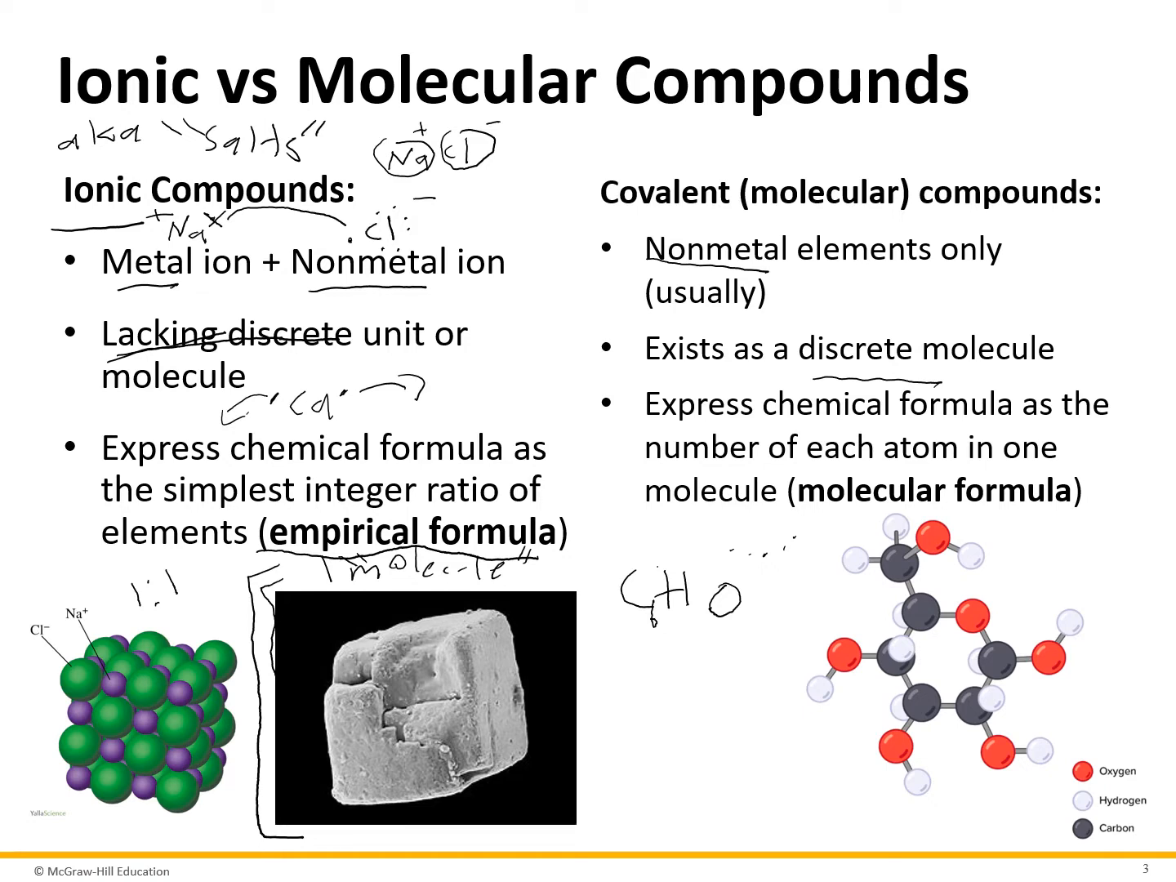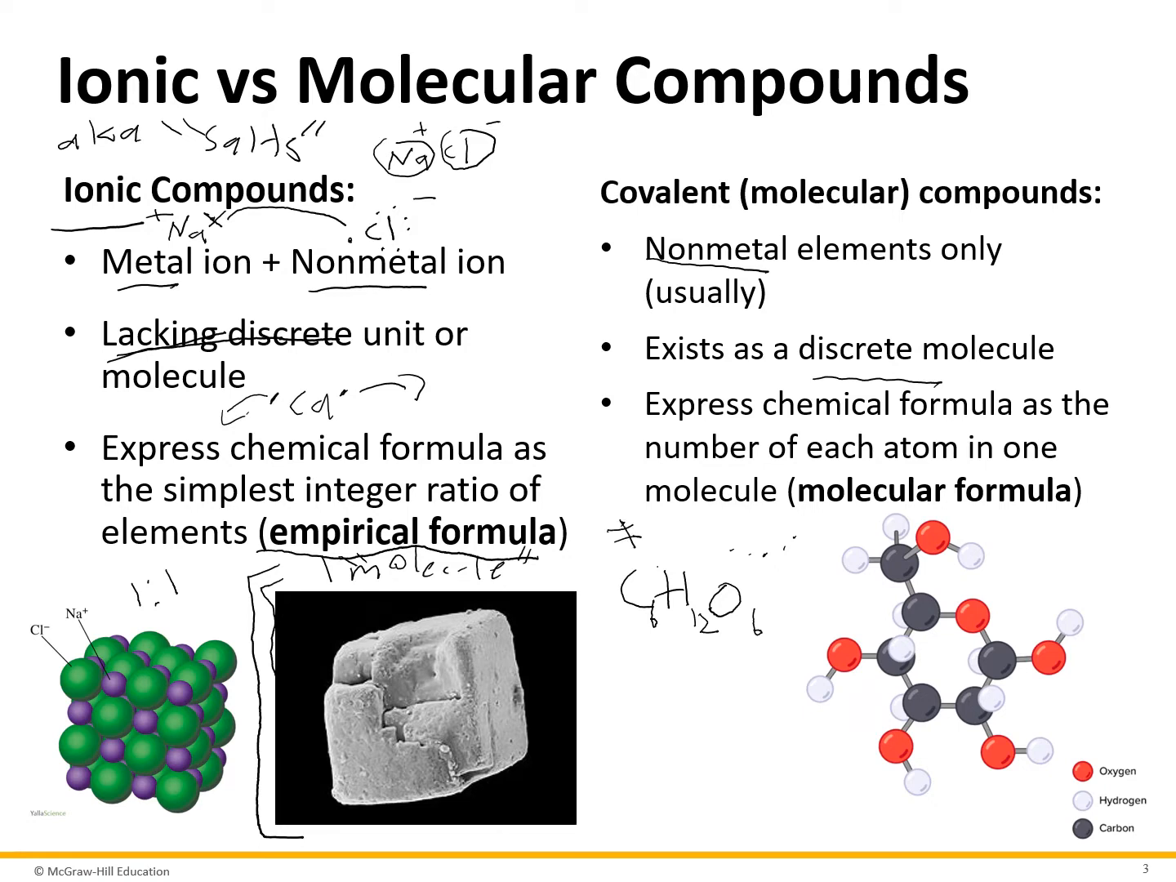The hydrogens, there's more of those. 1, 2, 3, 4, 5, 6, 7, 8, 9, 10, 11, 12 hydrogens. And how many oxygens? Those are the red atoms. 1, 2, 3, 4, 5, 6. C6H12O6, okay? Notice that the molecular formula is not an empirical formula.